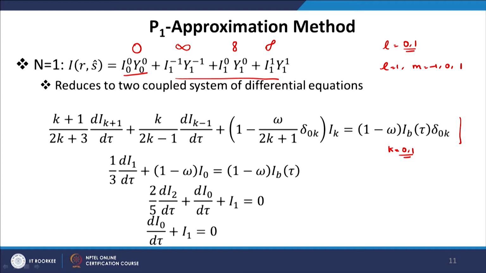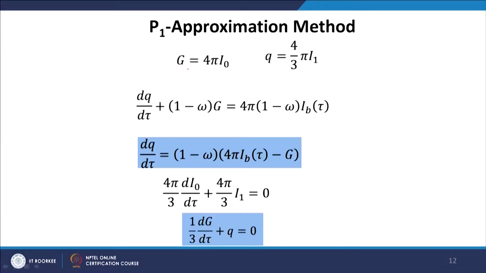The first equation, we substitute k equal to 0. So, we get 1/3 dI1 by d tau plus 1 minus omega times I0 is equal to 1 minus omega times I_b of tau. So, this is the first equation. Then for the second equation we get 2/5 dI2 by d tau plus dI0 by d tau plus I1 is equal to 0. Now, since we have retained only two terms, I0 and I1, dI2 by d tau is equal to 0. So, we get dI0 by d tau plus I1 is equal to 0. So, these are the two equations for the P1 method.